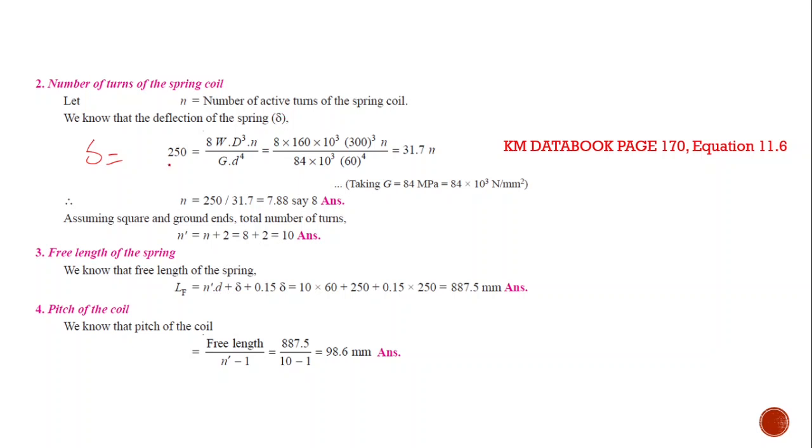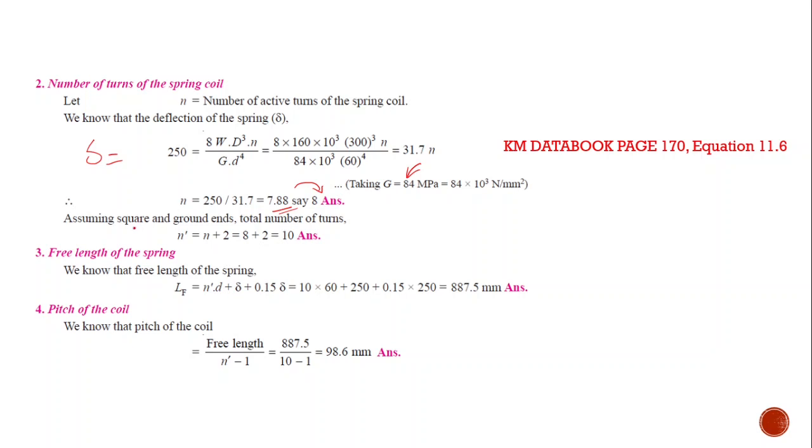Then we can apply all the corresponding values of W, D, G, and small letter d, etc. Then we can calculate this small letter n, number of active turns. That's equal to 250 is equal to 31.7 n, taking G as 84 megapascal. Then n is equal to 250 divided by 31.7, that's equal to 7.88. We can select n as 8.